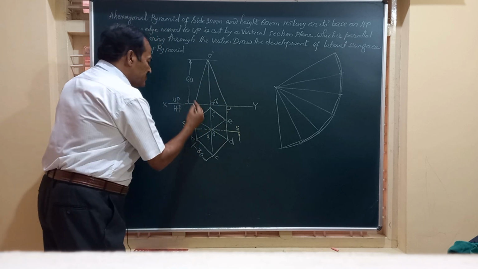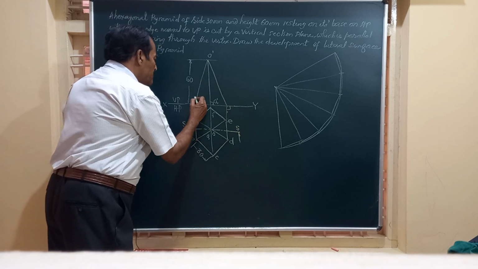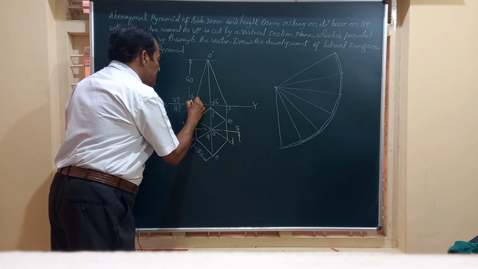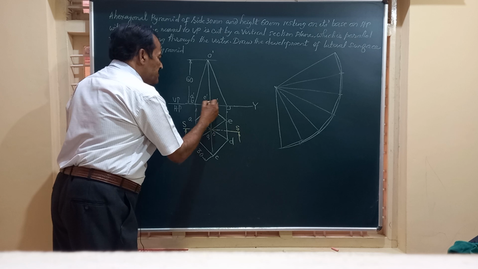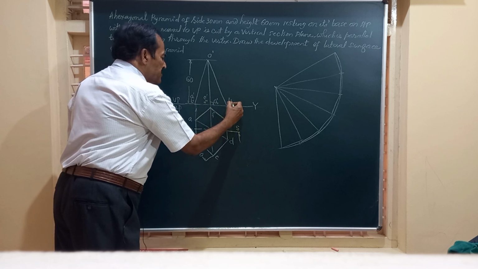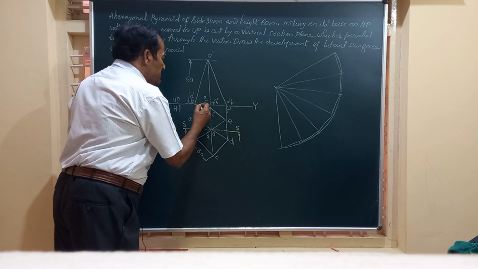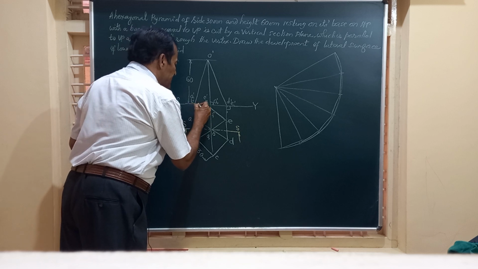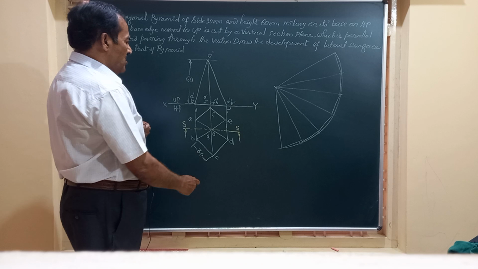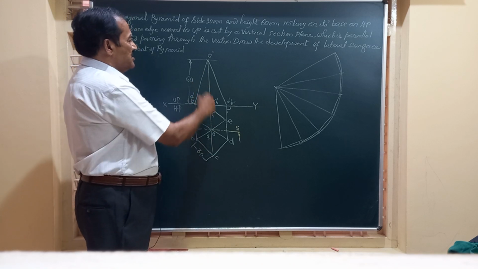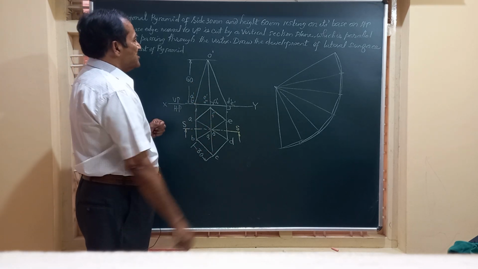If you transfer all these points to the front view, you get here A dash, B dash, this is C dash, F dash, and this is D dash, E dash. So this is the base of the solid. This line represents the base of the solid and all these edges are visible. Hence I have drawn the front view like this.